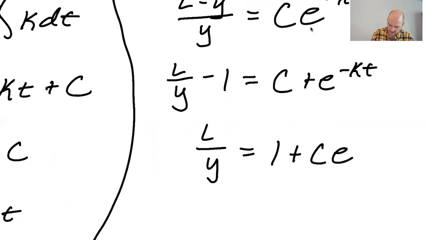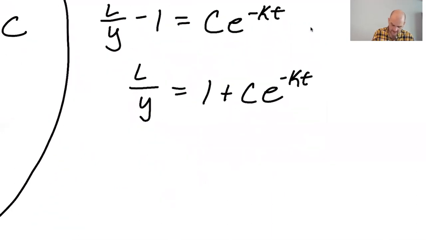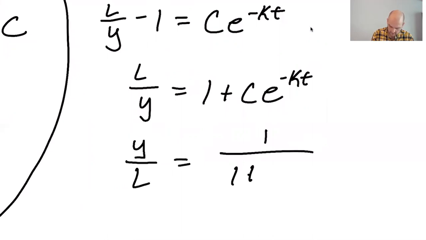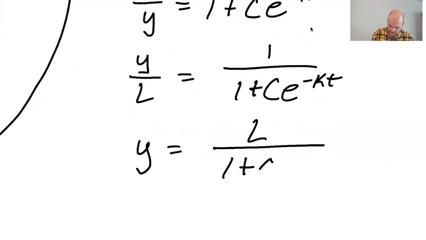How come there's a plus sign here? Get out of there. What do I want to do? Move you back over. There we have it. Negative kt. Thanks for bearing with me here. I'm going to take the reciprocal and get y over L, 1 over 1 plus c e to the negative kt. Like barely 50 false starts. Multiply by L, and y equals L over 1 plus c e to the negative kt.